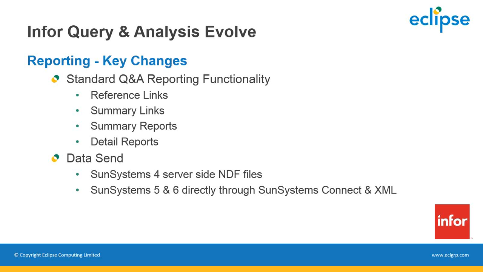It looks pretty much the same, but it's been cleaned up to look very much like the latest Infor 6.2 version of Sun Systems. Very clean, very minimal interface, but effectively the query builder interface is exactly the same. So all of those standard report types that you're familiar with, reference links, summary reports, detail reports, all of that kind of thing, they're of course still available in Q&A Evolve.